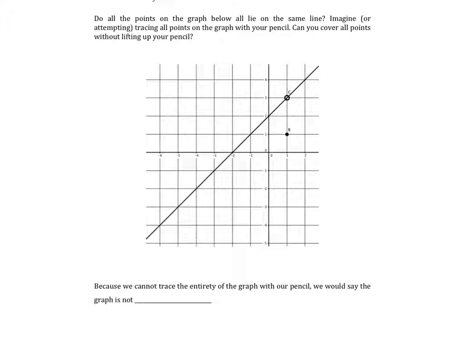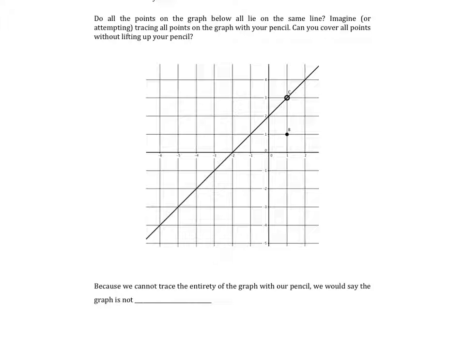Let's take a look at this graph down here. This graph is not continuous. I encourage you to think for a second: if I'm telling you the graph is not continuous, could you tell me the x value where it is not continuous? Where is there a jump or a break or a gap?